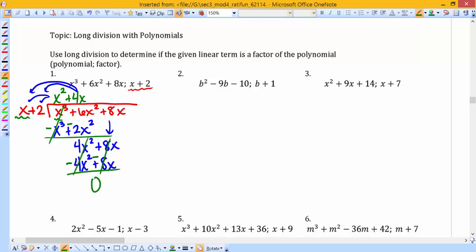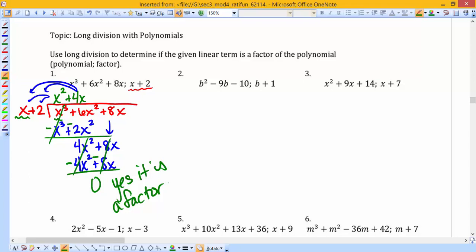Well, let me read the directions again. Use long division to determine if the given linear term is a factor. Because my remainder was 0, yes, it is a factor. If I did not end with 0, it would not be a factor. So it is okay here for these to not have a remainder of 0. It just means it is not a factor, unless you made a mistake.